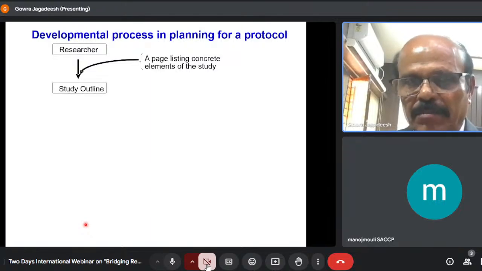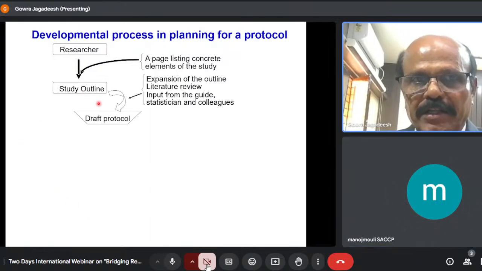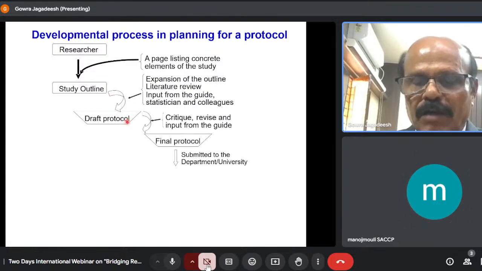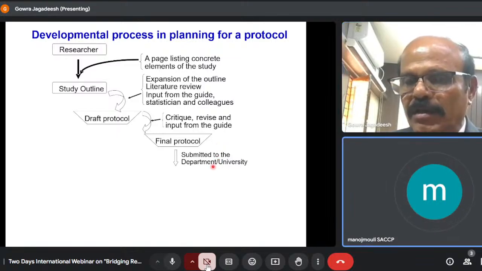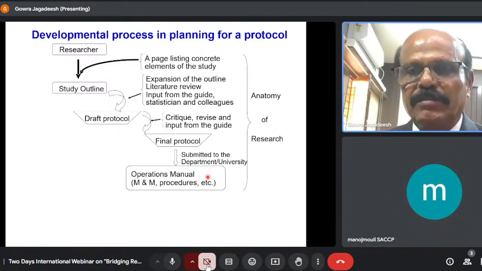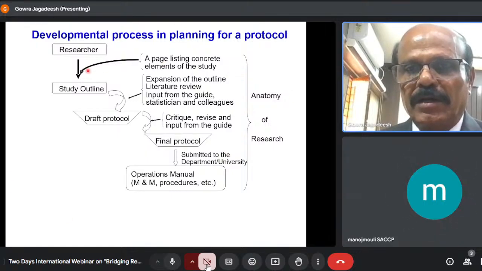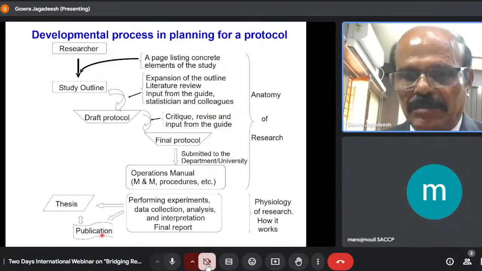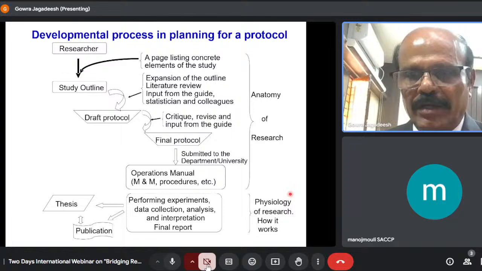As you see in the scheme, once again I'm repeating this. A student researcher writing the study outline is a brainstorming session between the guide and the student, with input to come up with a draft protocol, and good critique and revision. Everything will be done. Then you get a final protocol that will be approved by your department and university. That is the anatomical part of your studies. Then you perform the studies, then you build up your thesis and publication. That is the physiology part of the work, as I said. And the top part is again theoretical. This is the empirical or physiological aspect.